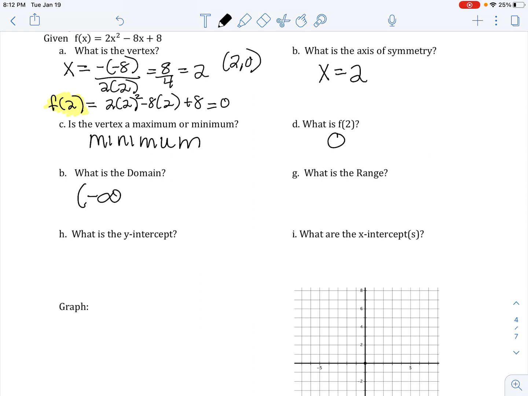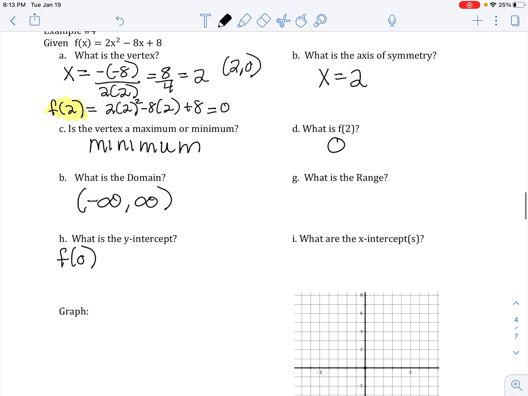What is the domain? Well, we always know the domain of the quadratic is negative infinity to positive infinity. What is the range? Well, I'm going to pause on the range for a minute until I graph it, until I can actually look at the graph. What is the y-intercept? Well, the y-intercept occurs when x is 0. So I want you to go ahead and calculate f of 0. Go ahead and put that in the box in Edpuzzle.